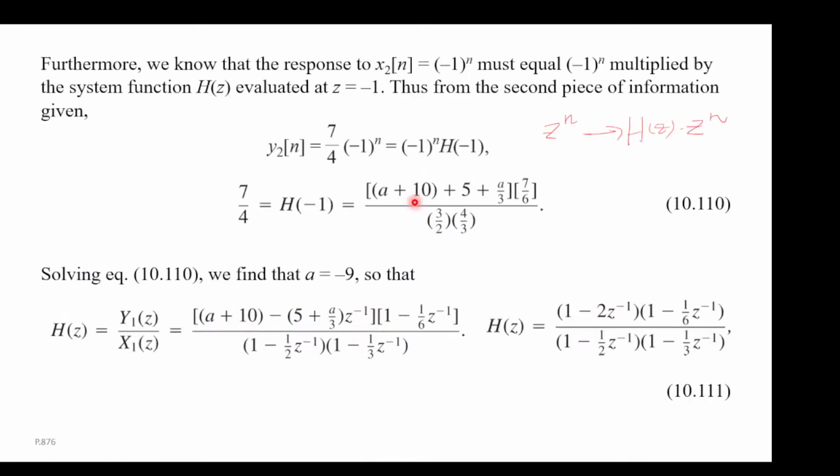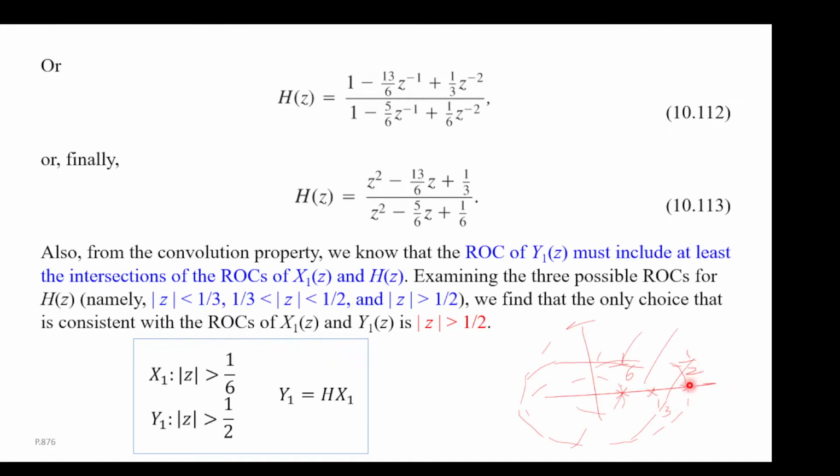So from this expression we see that there are two poles. There is a pole at 1 over 2 and a pole at 1 over 3. And so there are three possible RC. You can be outside of 1 over 2, or you can be between 1 over 2 and 1 over 3, or you can be inside 1 over 3.